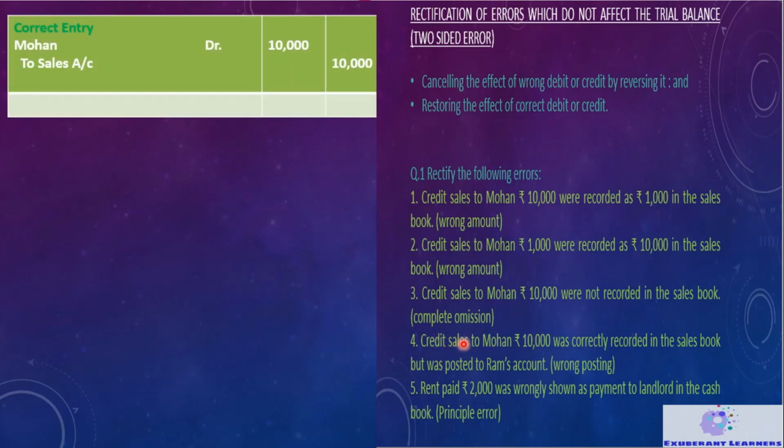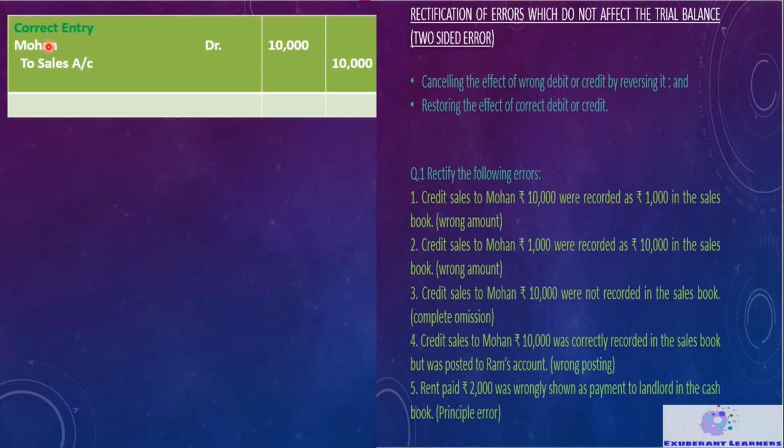So credit sales to Mohan, that is 10,000, and this was correctly recorded in the sales book. So the correct entry is Mohan to sales account 10,000. This is correctly recorded. Now what is the mistake here? But it was posted to Ram's account. That is, instead of posting it to Mohan's account, we posted it to Ram's account. That is wrong posting. It is posted in a wrong account.